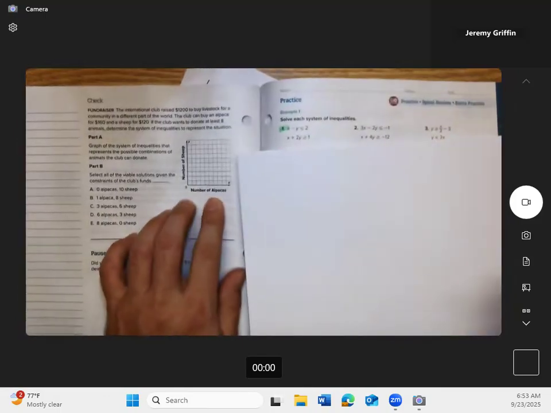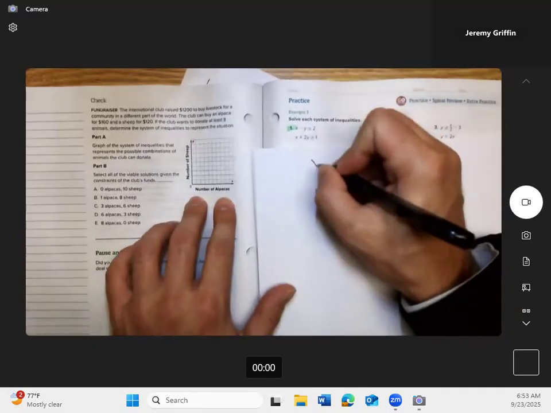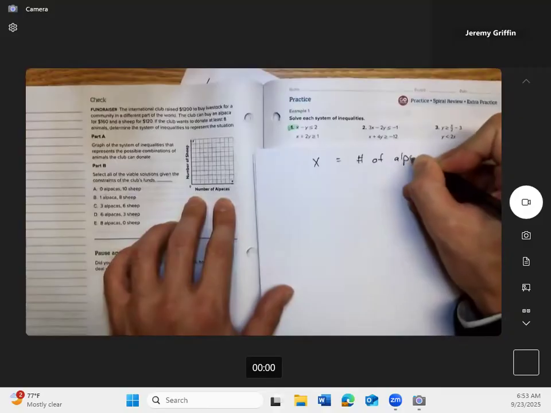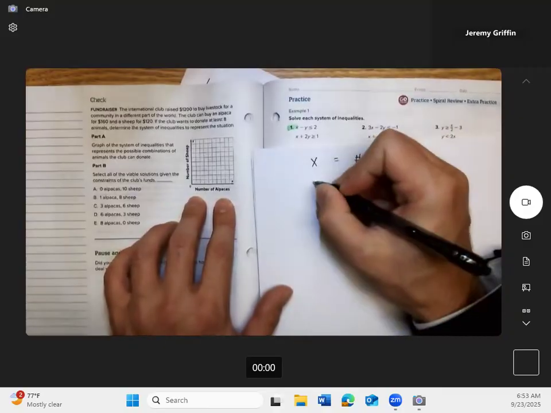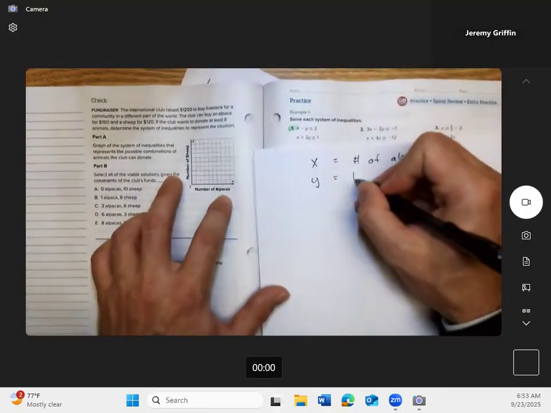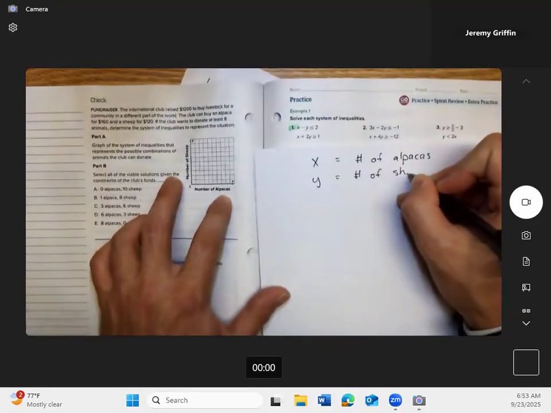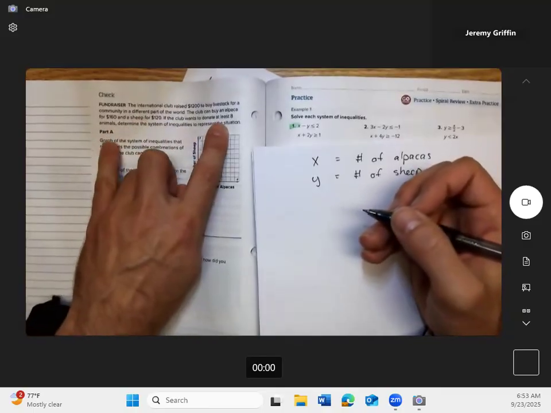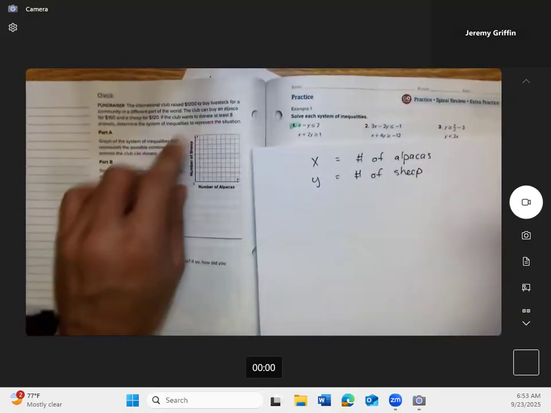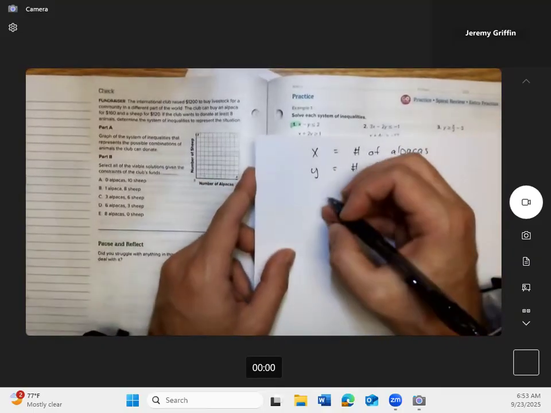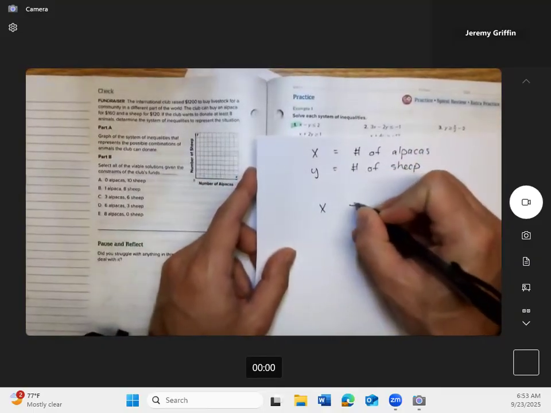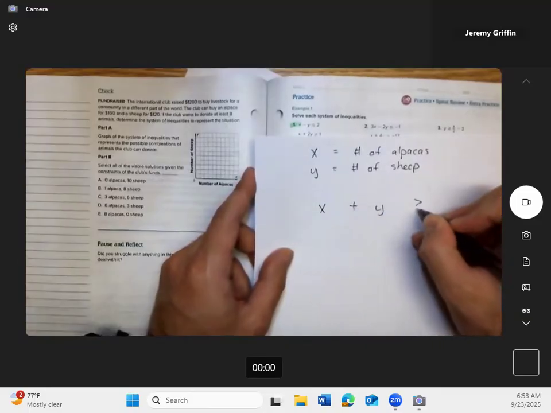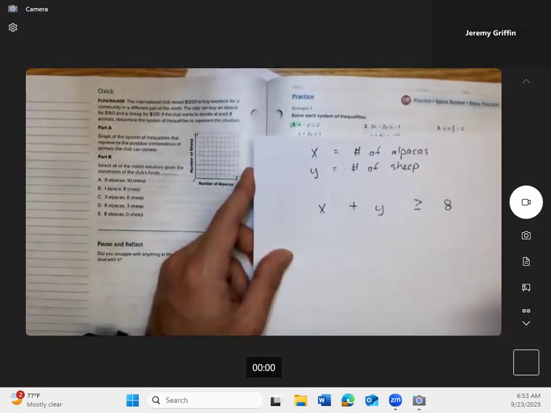It looks like the x-axis is the number of alpacas, so I'll say x is the number of alpacas, and y equals the number of sheep. The first condition is at least 8 animals, so it could be 9, it could be 10, it could be 11. So x plus y, the alpacas plus the sheep, should be greater than or equal to 8. That's one condition they're looking for.